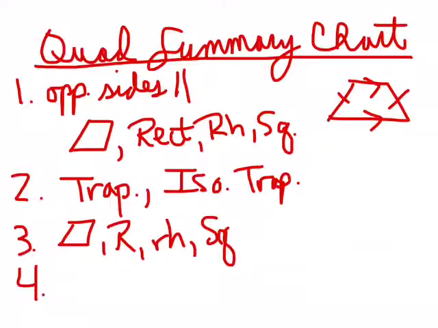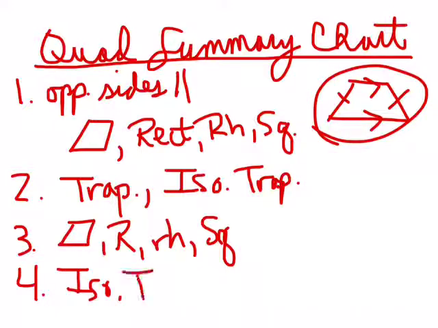Number 4, only one pair of opposite sides congruent. Parallelogram has 2. So exactly one pair, so it's not true for parallelogram. So it's not going to be true for the other 3. Kite, no. Trapezoid in general, no. But the one I drew up here, yes. So this is only isosceles trapezoid. Exactly one pair, or only one pair of congruent sides.